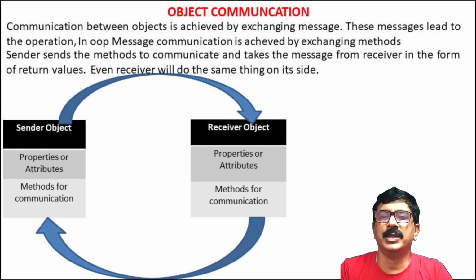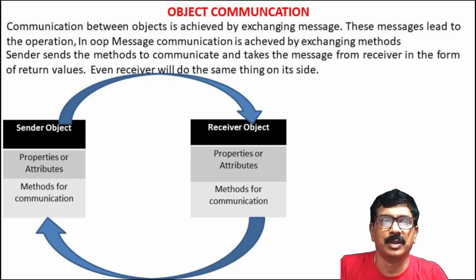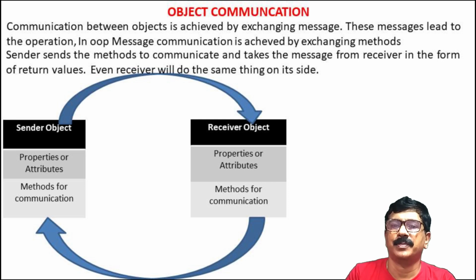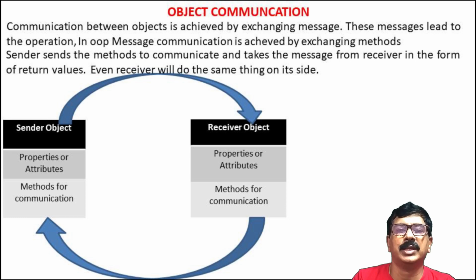Next concept is object communication. Communication between objects is achieved by exchanging messages. These messages lead to the operation. In OOPS, message communication is achieved by exchanging methods. Sender sends the methods to communicate and takes the message from the receiver in the form of return values.